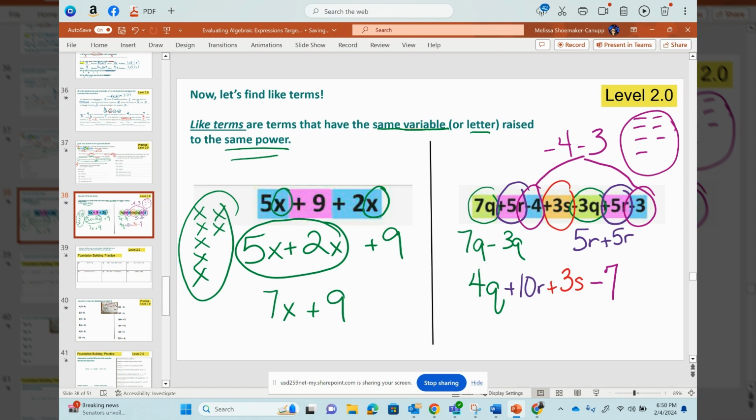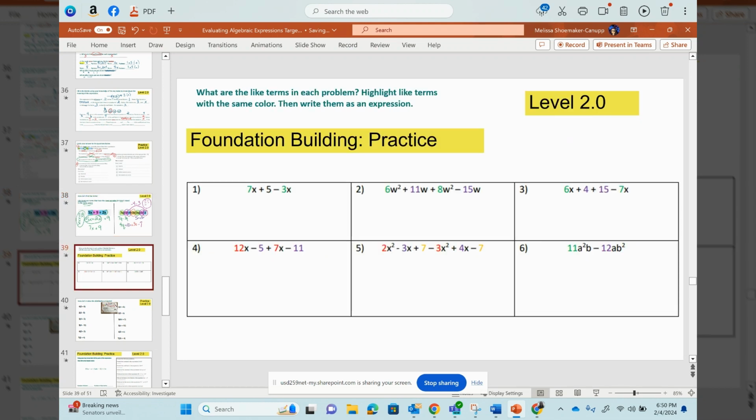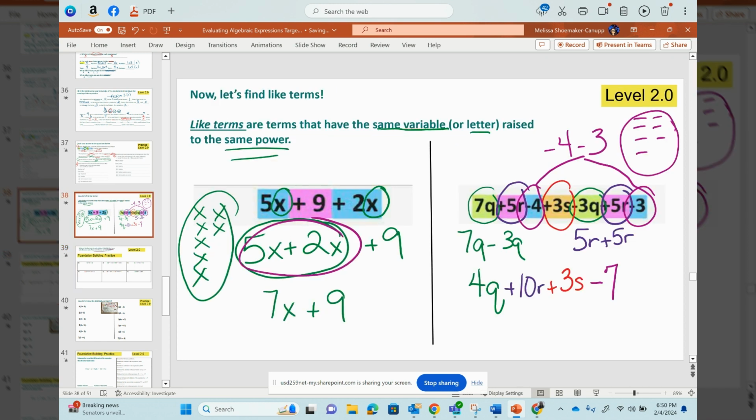There you go. Now, there's more practice on the next slide. I want you to read the directions, highlight the terms that are the same, and then just rewrite them. That's what I was doing right here. So work on that. That'll be all the level 2 stuff for step 1, and then we have some distributive property to review before we get into our level 3. Good luck.